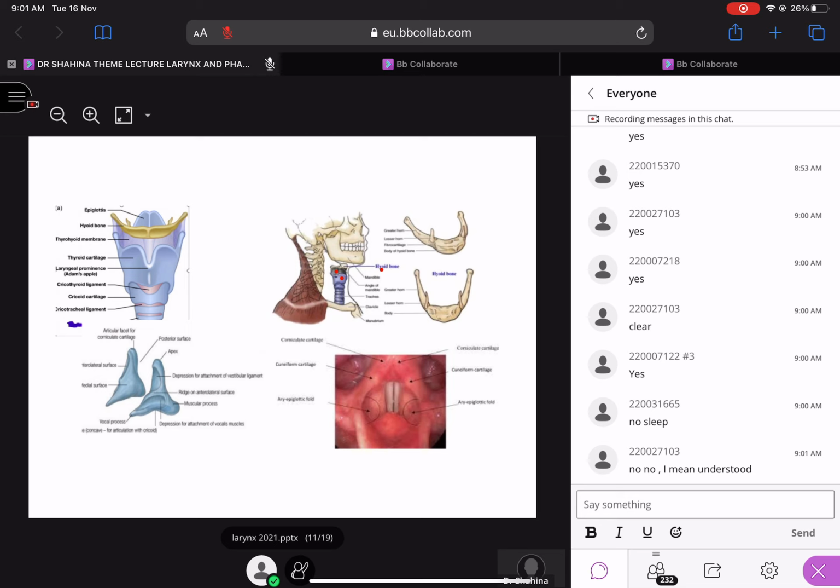So you have these muscles. They will help in elevating the larynx during the swallowing process or deglutition process. You can see this is the hyoid bone. This is the body of the hyoid. This is the lesser horn or lesser cornu. This is the greater horn or greater cornu of the hyoid bone. Because with swallowing it will be elevated, isn't it?